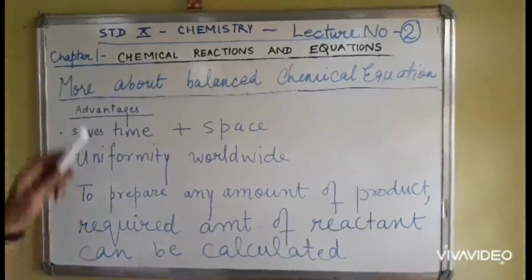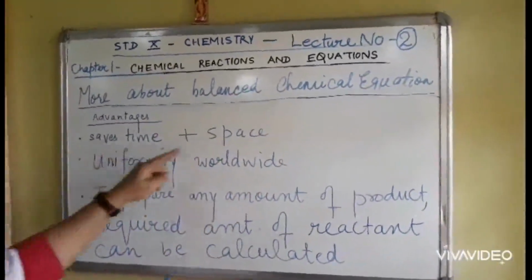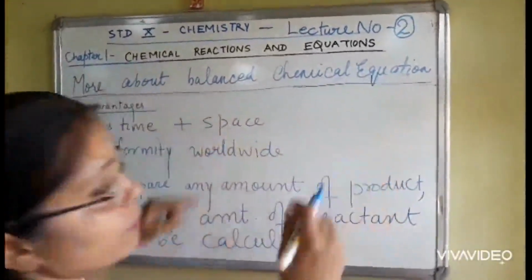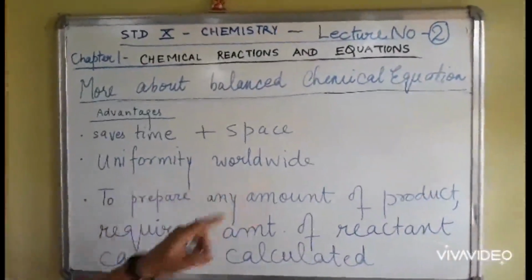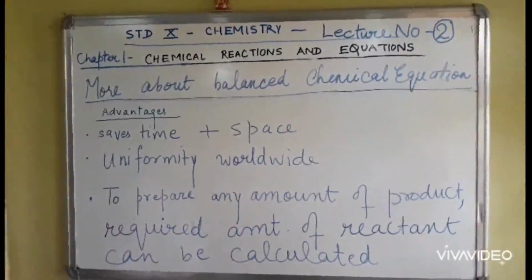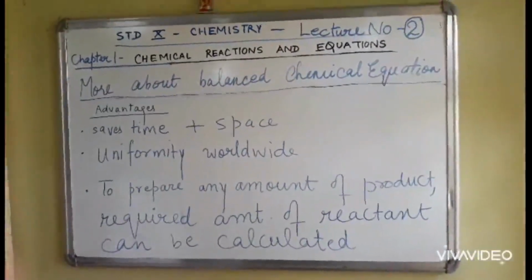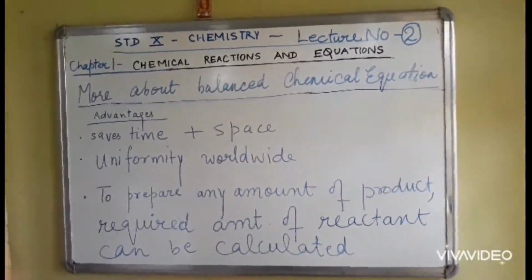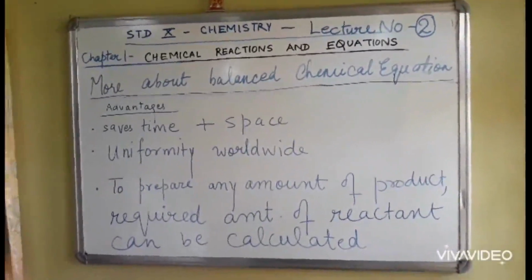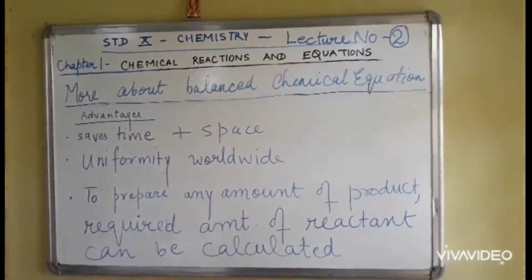Advantages of writing a balanced chemical equation. First of all, it saves time and space, about which I have already told you in lecture 1. Uniformity worldwide. All the students and scientists throughout the globe know a particular element or a particular compound by its symbol and formula, irrespective of the place where he is studying or where he is working as a scientist.